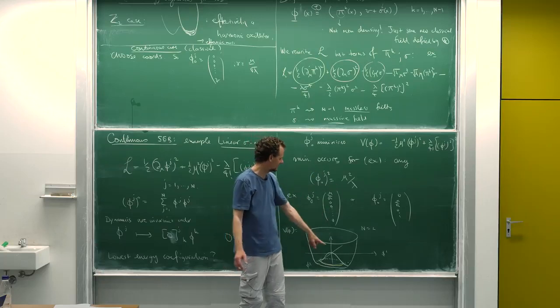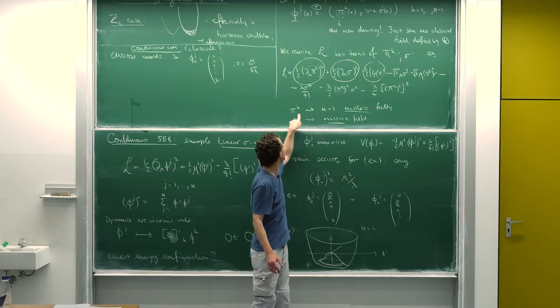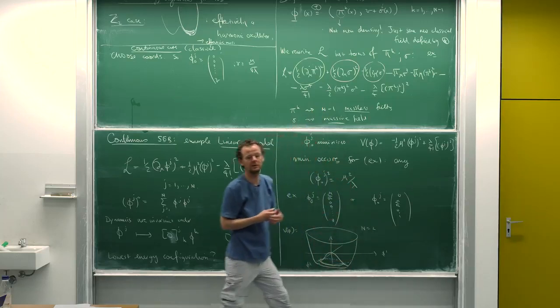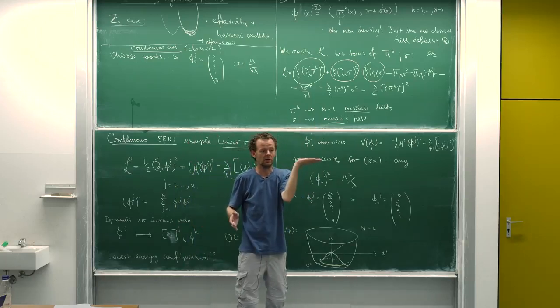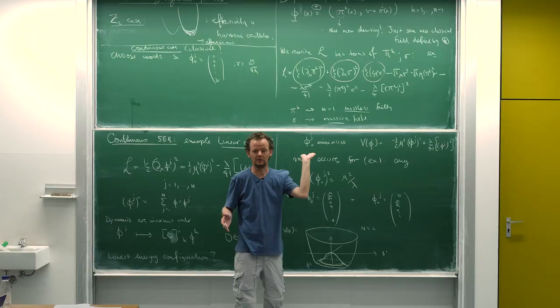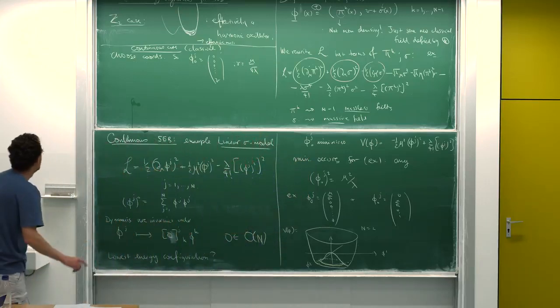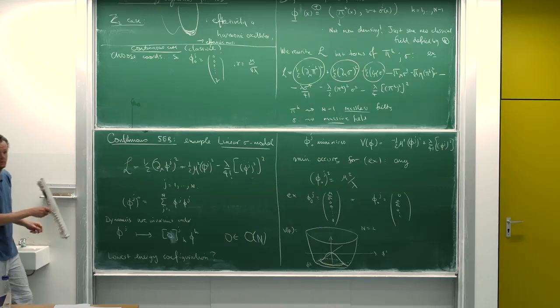In higher dimensions, it's harder to draw. There's always one direction which costs energy. That's the sigma field. Sigma is a fluctuation that goes perpendicular to the circle of minima. And these n-1 fields all go tangentially to the manifold of minima. It turns out this is not just an accident of the linear sigma model. This is a consequence of a much more general result.